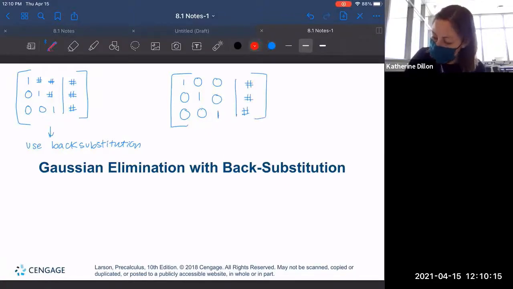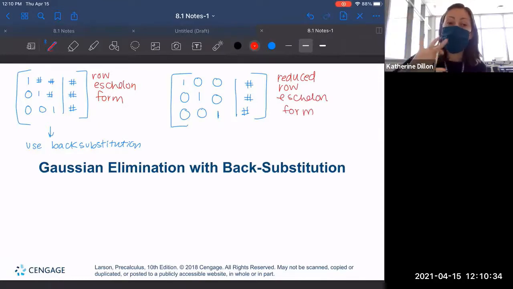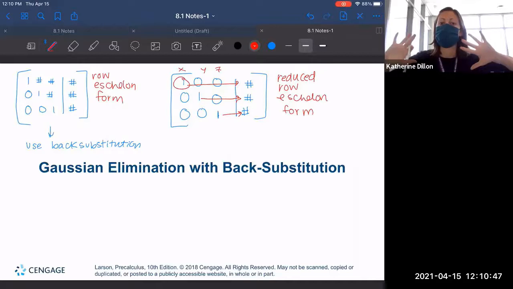This first one was called row echelon form. This second one is called reduced row echelon form. Once we get into that format, this is just representing one x, so we can say x equals this number, y equals this number, and z equals that number. So those are the two methods we'll do today. We'll do it with the same number so that we can see where it comes from.